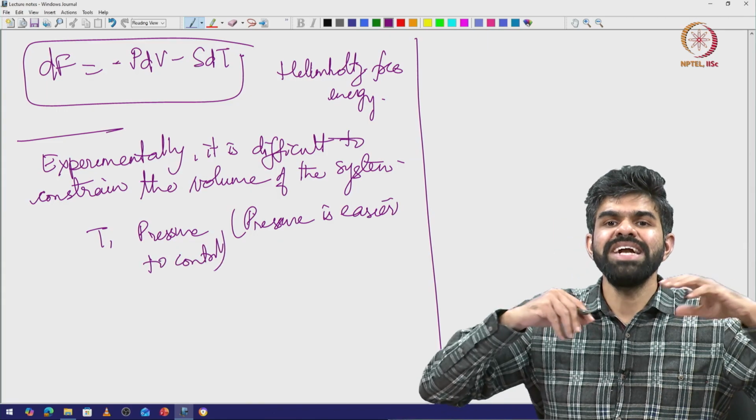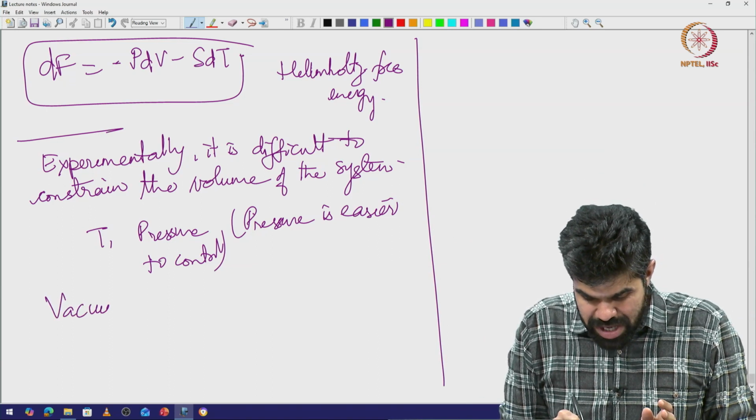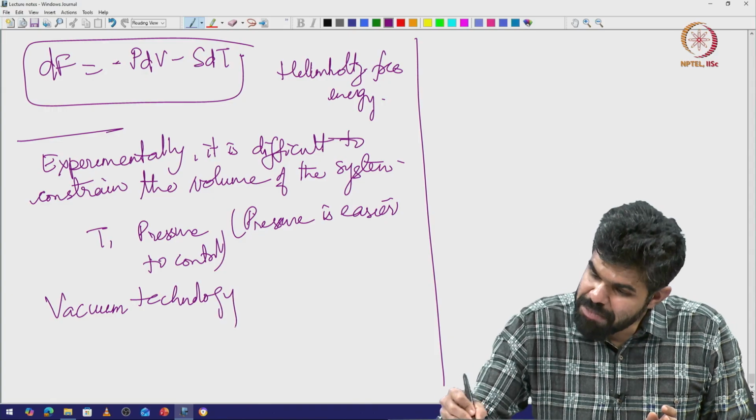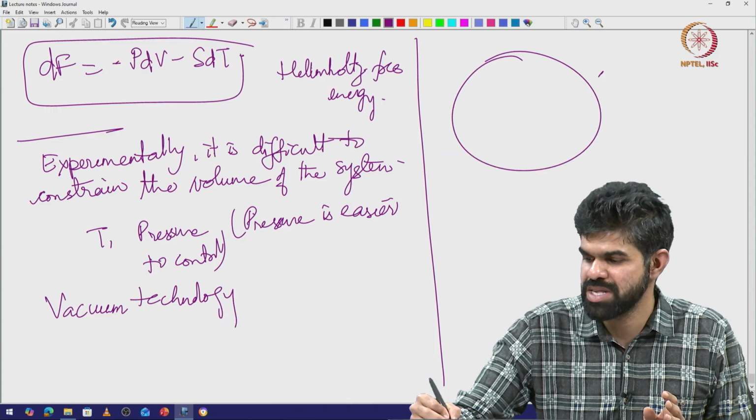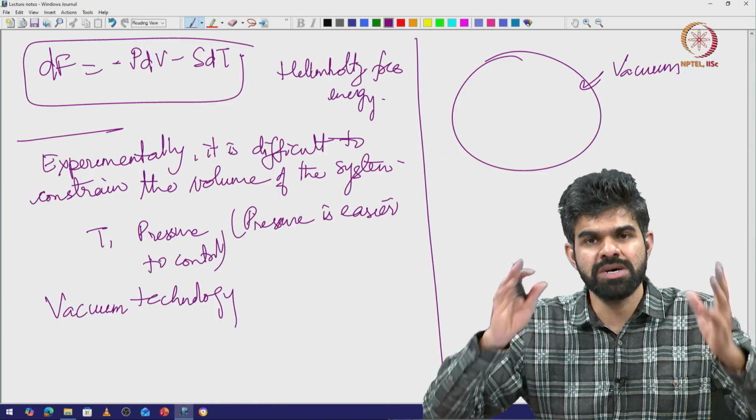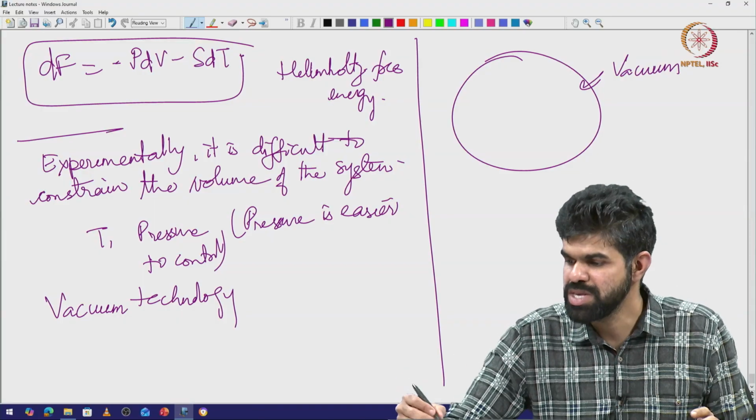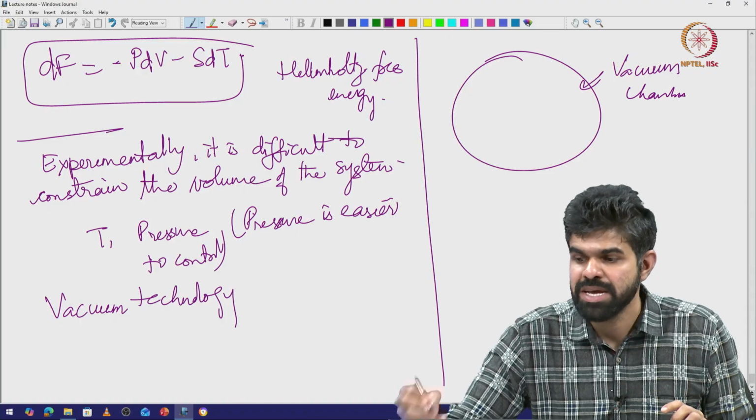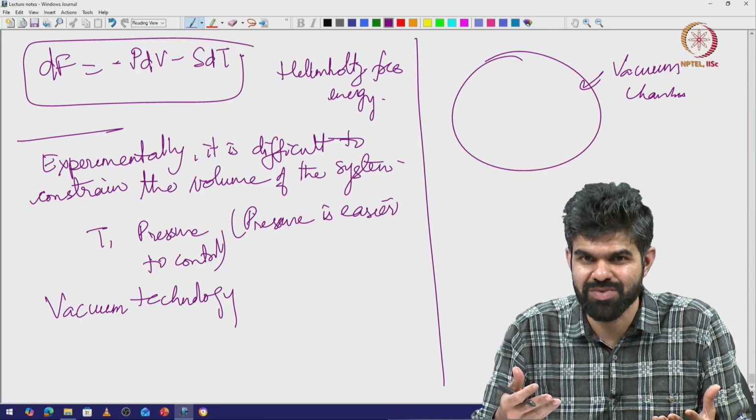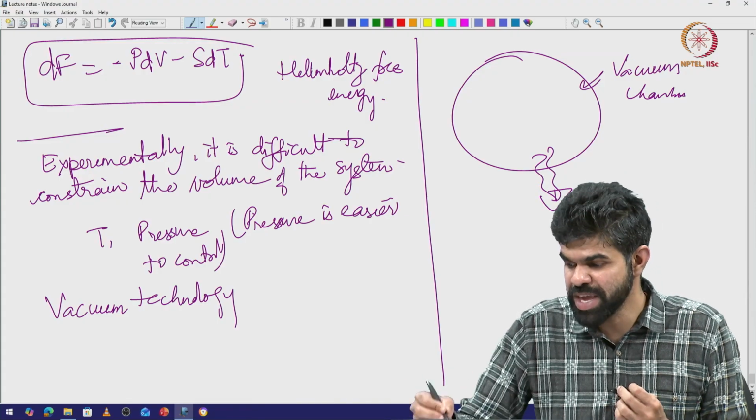How? This entire field is called vacuum technology, where I can make vacuum chambers. These are sealed vacuum chambers, made of metals or glass. Vacuum chambers mean I should be able to remove gas out of them and put gas into them, so I will be able to maintain pressure by removing gases.